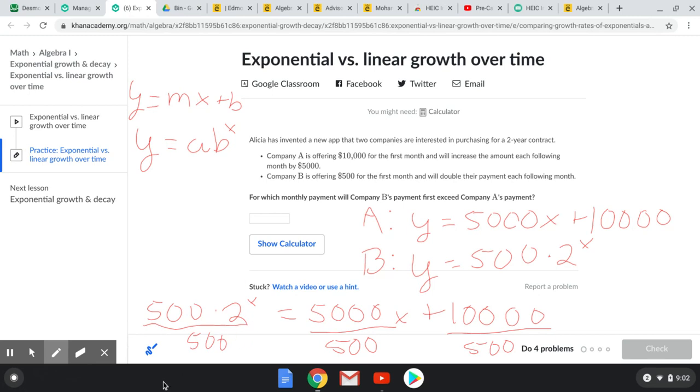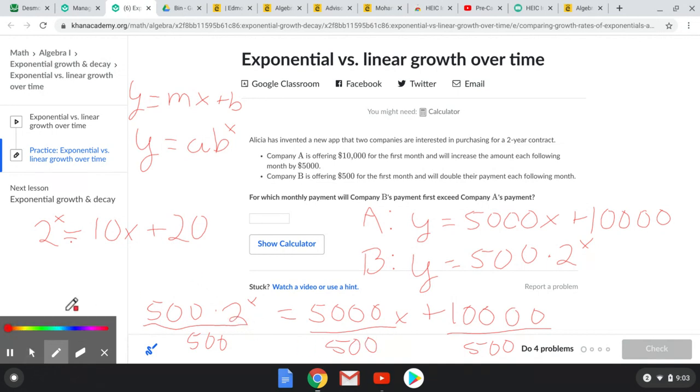If I divide everything by 500, I'm going to have 2 to the x on this side, right? Because these cancel. 5,000 divided by 500 is 10. So I'm going to have 10x plus 10,000 divided by 500 is 20. These graphs are going to look different from the original because they're a lot smaller, but the x value of where they cross, which is what we care about, will be the same because I followed the rule that what you do to one side of the equation, you have to do to the other.